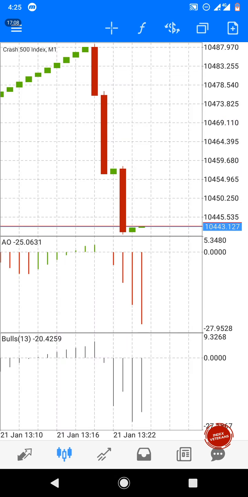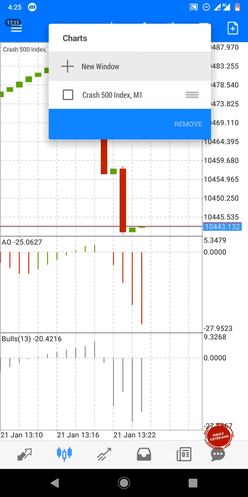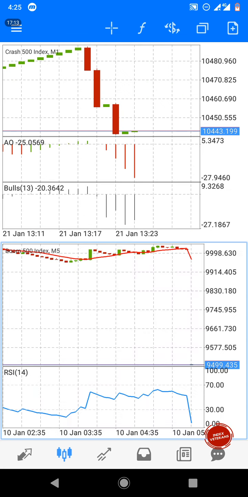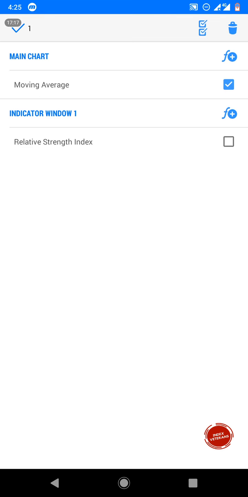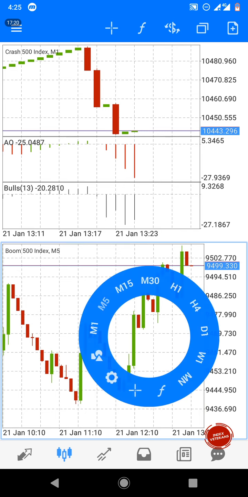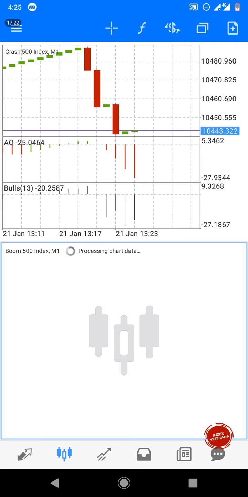I usually trade with the two charts here, so it's basically simple and I can see the moves from both sides, and this way is faster. I exit the market very fast.